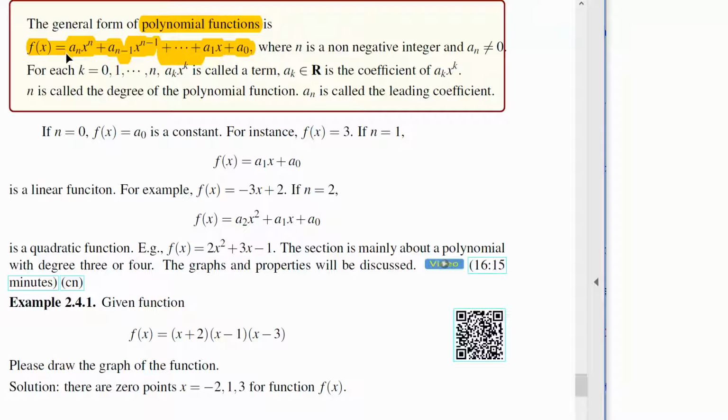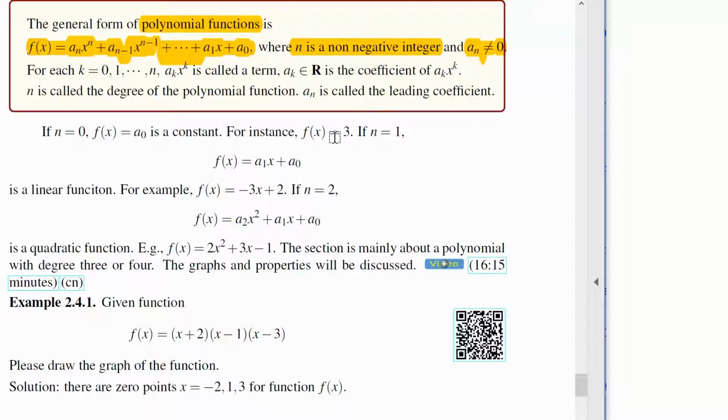f of x equals a sub n times x to the n plus a sub n minus 1 times x to the n minus 1 plus, until a1 times x plus a sub 0, where n is a non-negative integer, and a sub n cannot be 0.